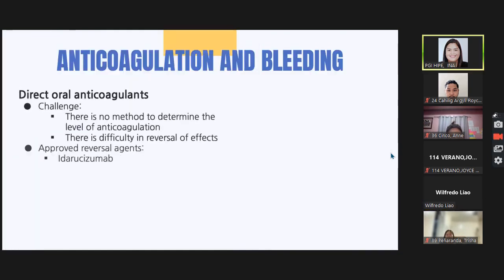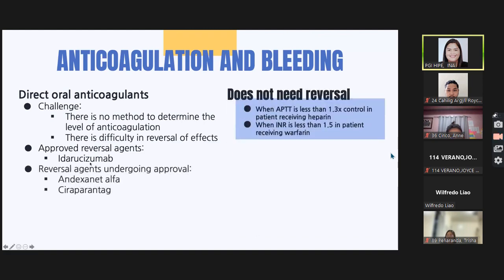Then we have direct oral anticoagulants. However, the challenge is there is no method to determine the level of anticoagulation, and also there is difficult reversal of effects. For approved reversal agents, we have idarucizumab. Reversal agents undergoing approval are andexanet alfa or ciraparantag. But actually, it is already marketed. This is for dabigatran.